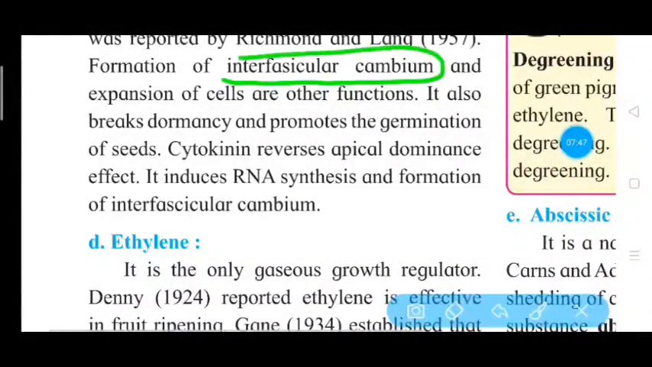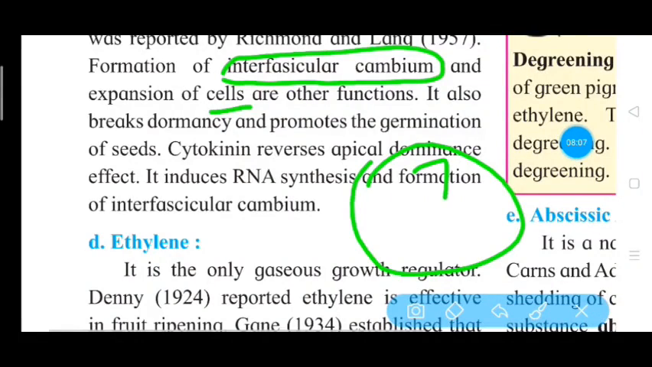The formation of interfascicular cambium and expansion of cells are other functions. This is also a function of cytokinin. It helps in the formation of interfascicular cambium, which is present between the vascular bundles. Suppose these are the vascular bundles; interfascicular cambium is present here.